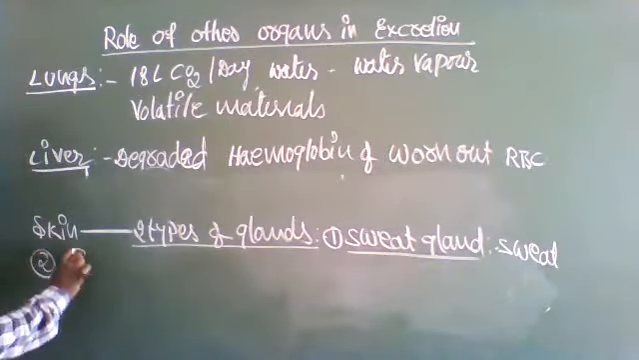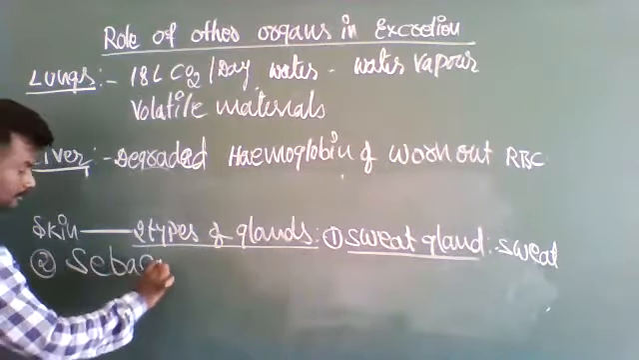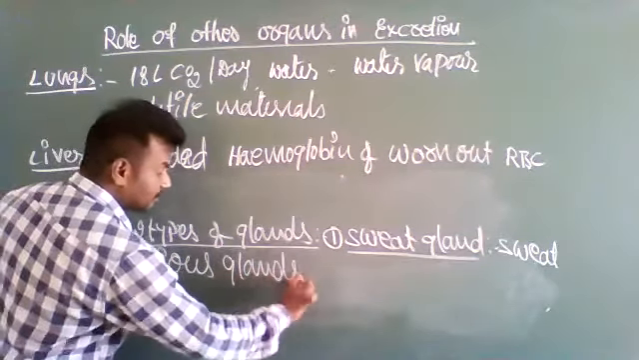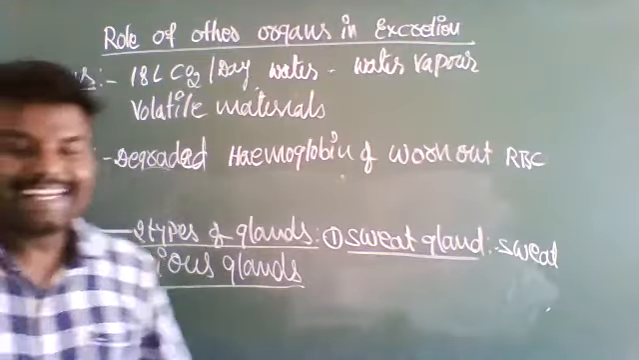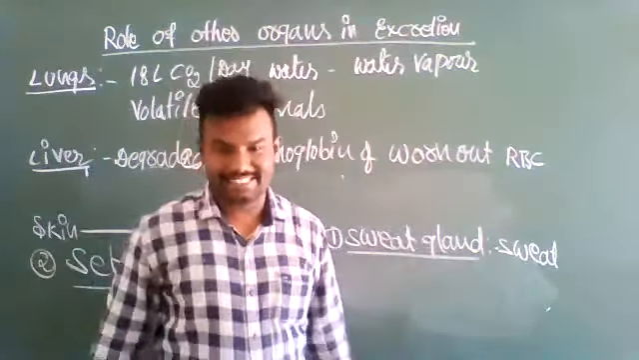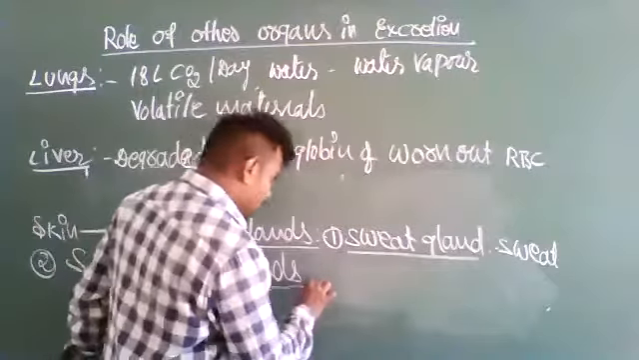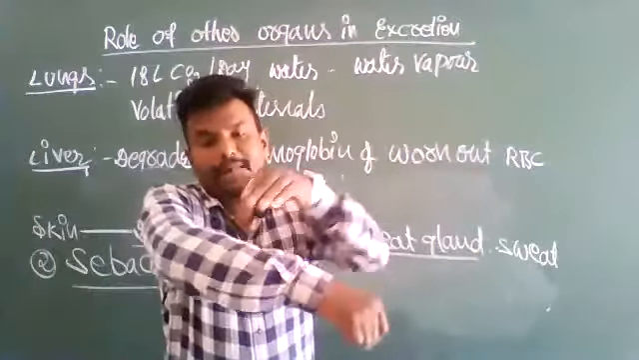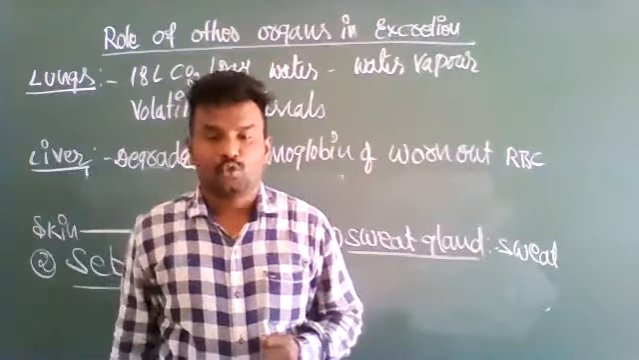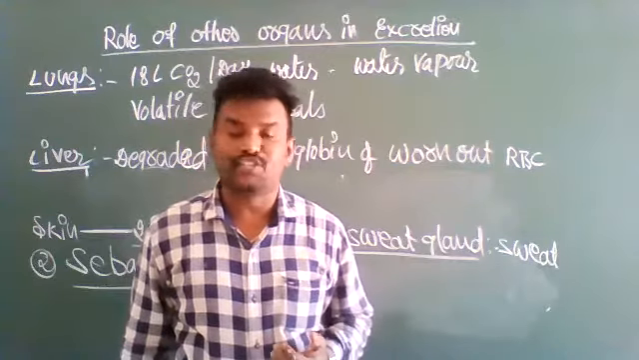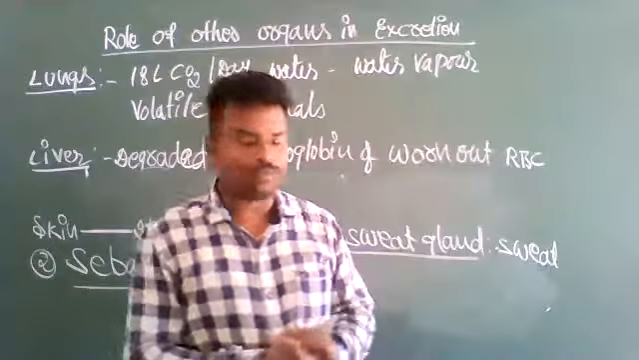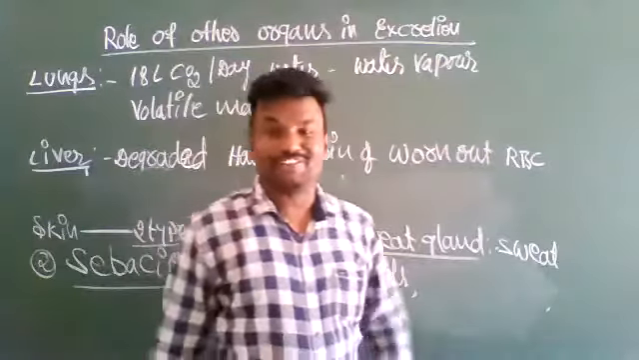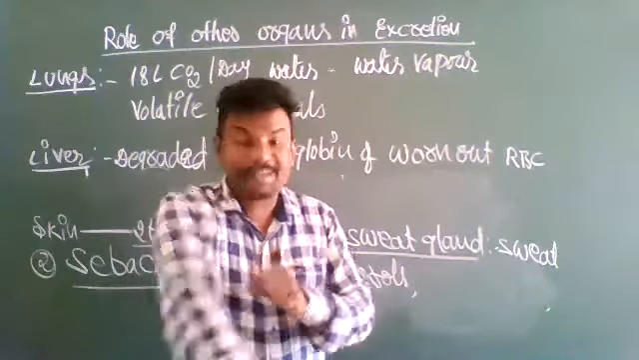The second type of gland is the sebaceous glands, the oily glands. These are present below the upper epidermis. These glands, also called oily glands, eliminate a certain amount of sterols. Sterols means cholesterol, fat. Some amount of fat is eliminated through the sebaceous glands.